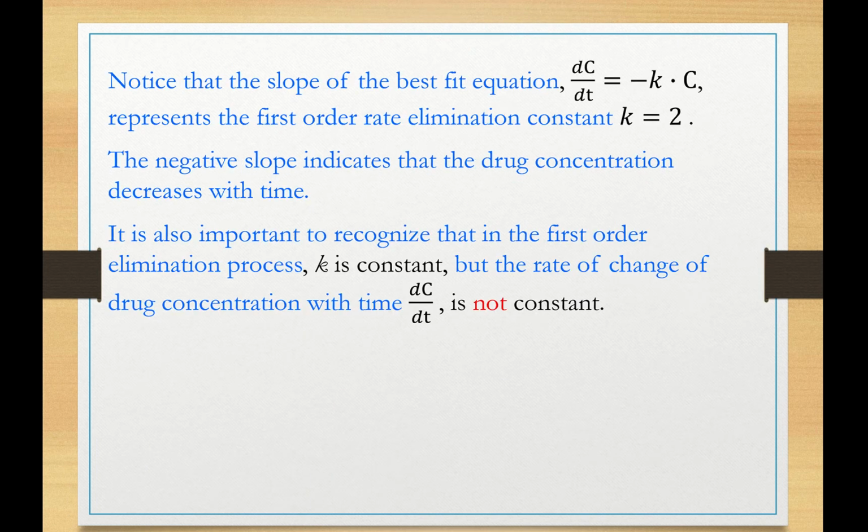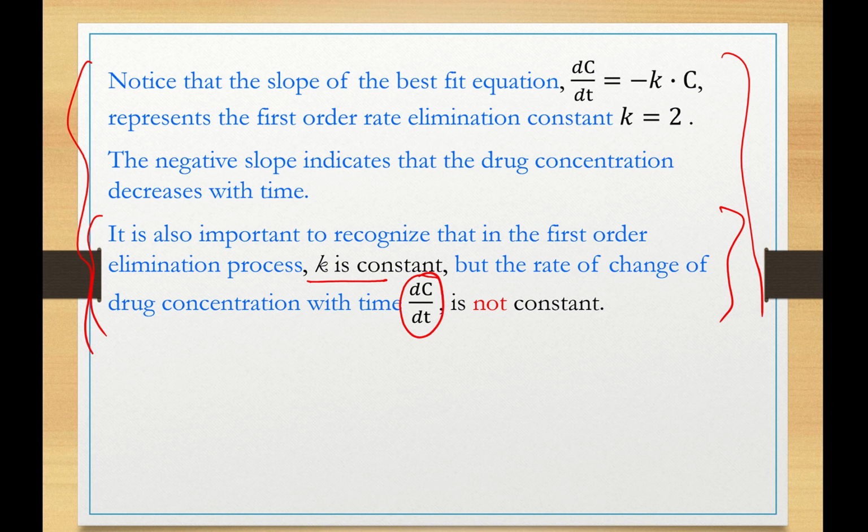Okay, so we have already described all of these points in these 3 paragraphs. Special attention to the last one, which says that k is a constant, but the rate of change of the concentration with time is not a constant. So this could be, for example, an elimination rate constant, but the rate of drug elimination with time is not constant. Okay, all right.